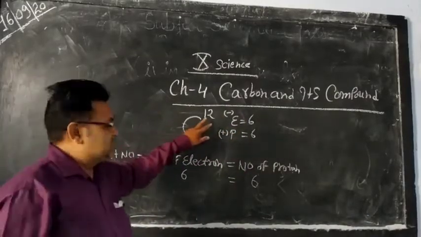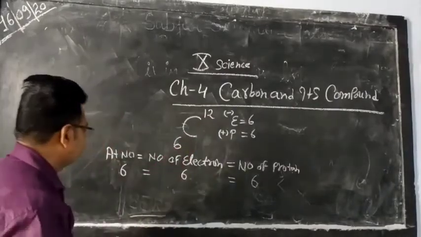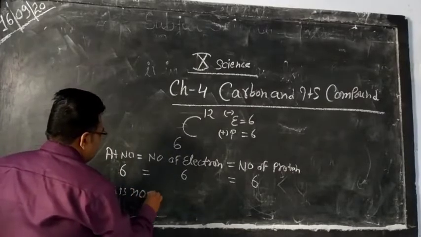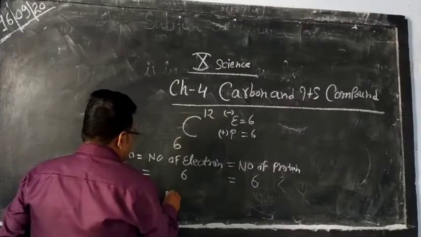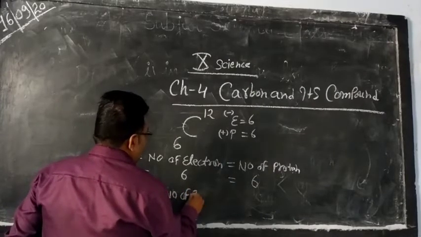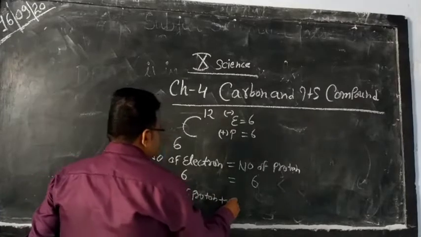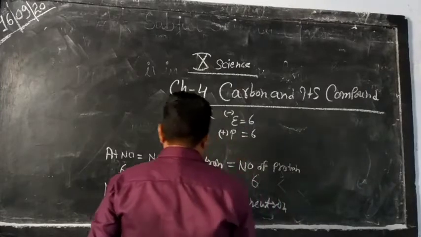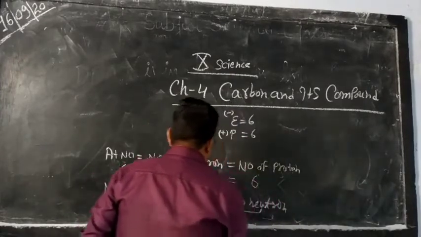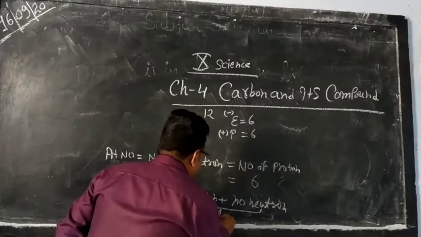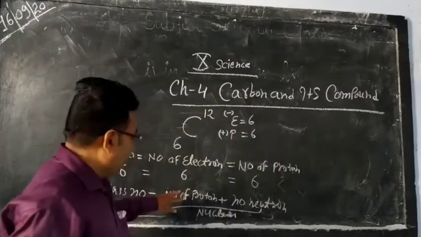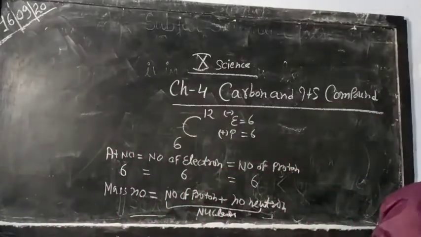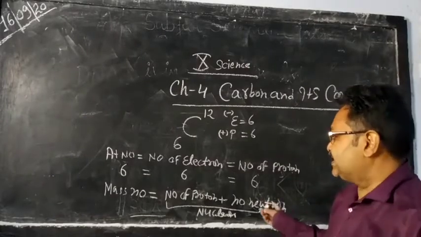Now, this is the mass number of carbon. Mass number is equal to the number of protons plus the number of neutrons. The protons and neutrons are together called nucleons. Nucleon means the number of protons and the number of neutrons. So the sum of the number of protons and the number of neutrons is known as the mass number.